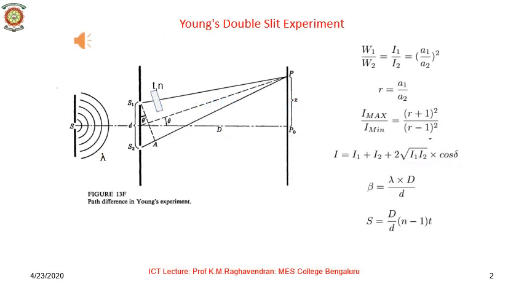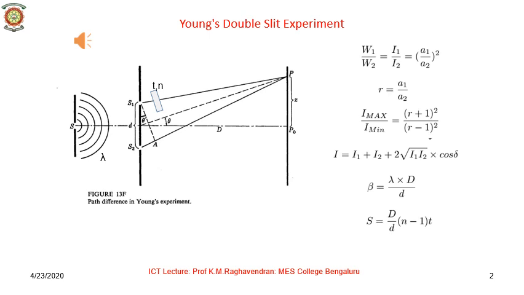Alright, in this slide, I am showing a schematic diagram of the Young's double slit experimental setup. Note, small d is the distance between the two slits. Capital D is the distance between the plane of the slits and the screen where the interference pattern is observed, and lambda is the wavelength of the monochromatic light that is incident on the slits.